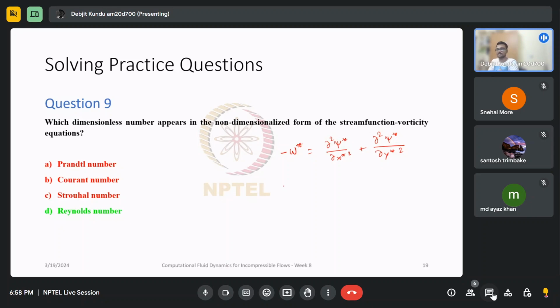The other equation, that is the vorticity transport equation, becomes u star dou omega star dou x star plus v star dou omega star dou y star equal to, instead of nu over here, 1 by Reynolds number into the Laplacian of omega star, and Laplacian in terms of x star and y star, not x and y. So Reynolds number is the non-dimensional number which appears here, and this is equal to UL by nu, by the way. U is the characteristic velocity scale, L is the characteristic length scale, and nu, as you know, is the kinematic viscosity of the fluid.